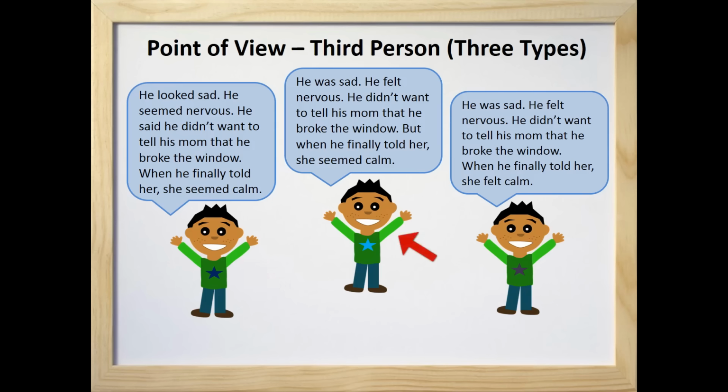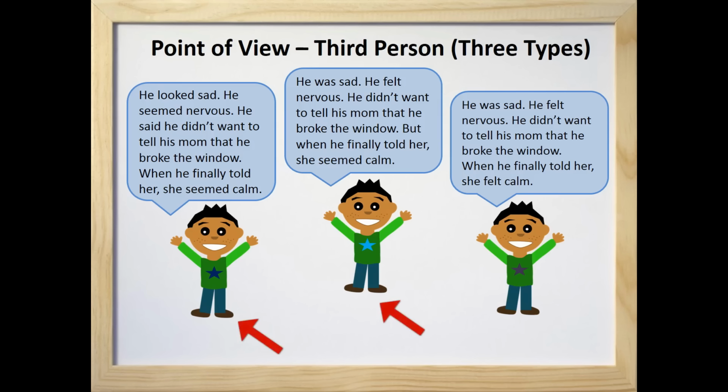The second narrator says, he was sad. He felt nervous. He didn't want to tell his mom that he broke the window. But when he finally told her, she seemed calm. And the third narrator says, he was sad. He felt nervous. He didn't want to tell his mom that he broke the window. When he finally told her, she felt calm. There are small differences in the words of each narrator. Can you see what they are?